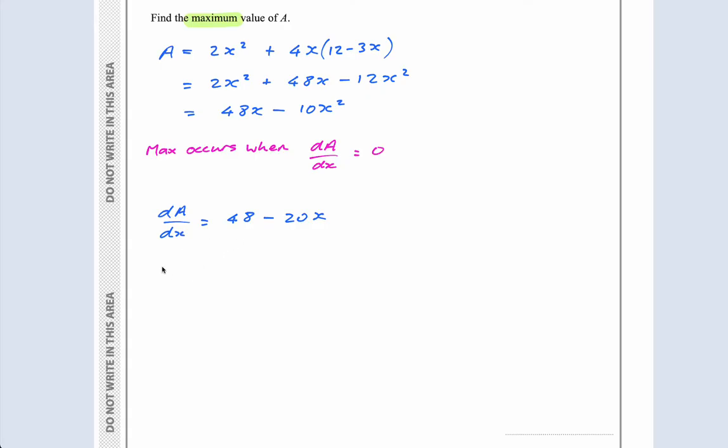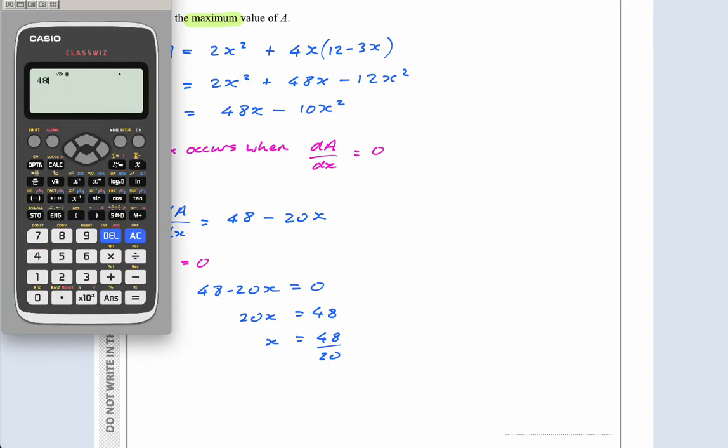And then I'm going to let this equal 0. 48 minus 20x equals 0. Solve this. 20x equals 48. So I've added the 20x to this side and then just swapped them. And then x is 48 over 20.